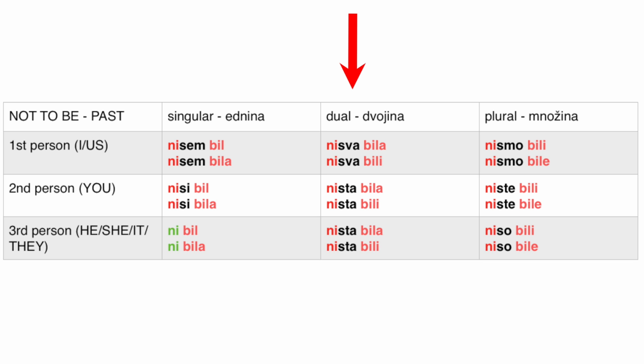Then we have first person dual, nisva bila or nisva bili. Second person dual, nista bila or nista bili. And again, third person dual is the same, nista bila or nista bili. And first person plural is nismo bili or nismo bile. Second person plural, niste bili or niste bile. And third person plural is niso bili or niso bile.